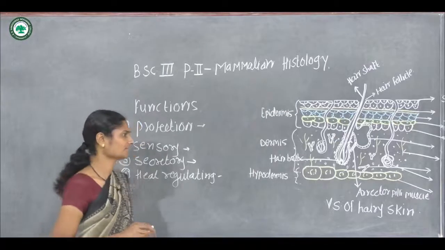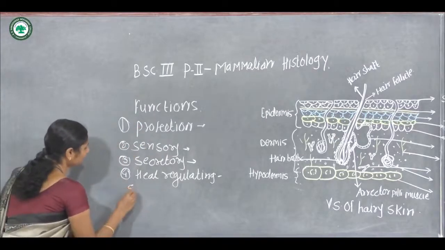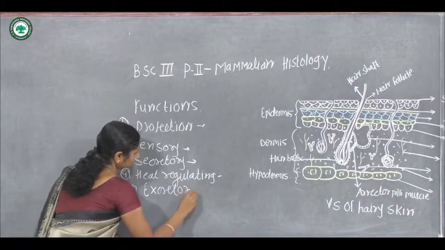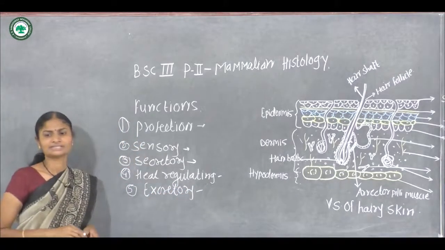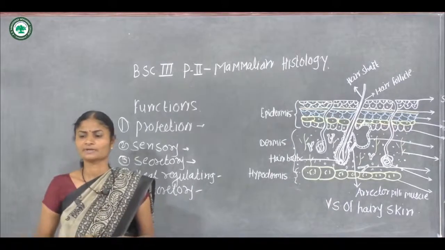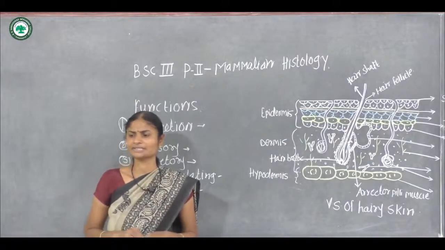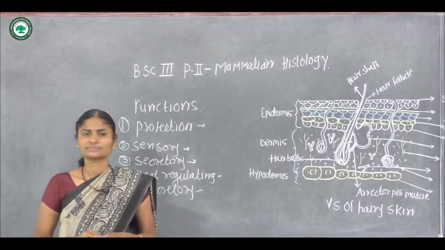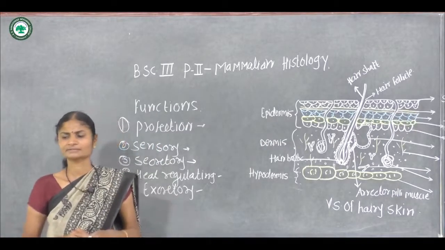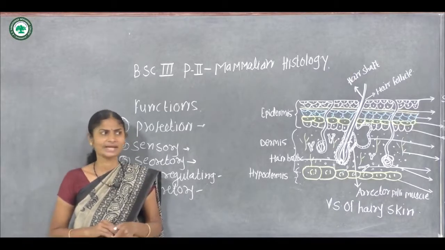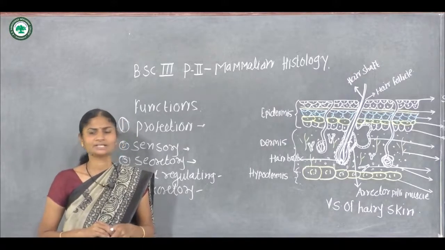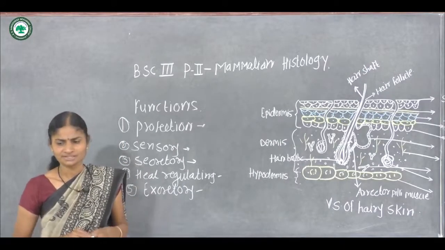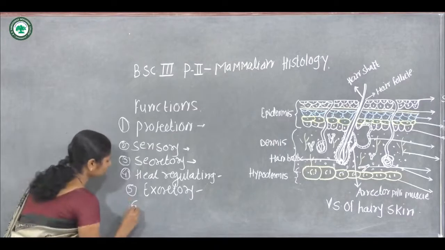Next function is excretory. The skin excretes mainly salts, ions and fatty substances, and urea is also excreted from the skin.